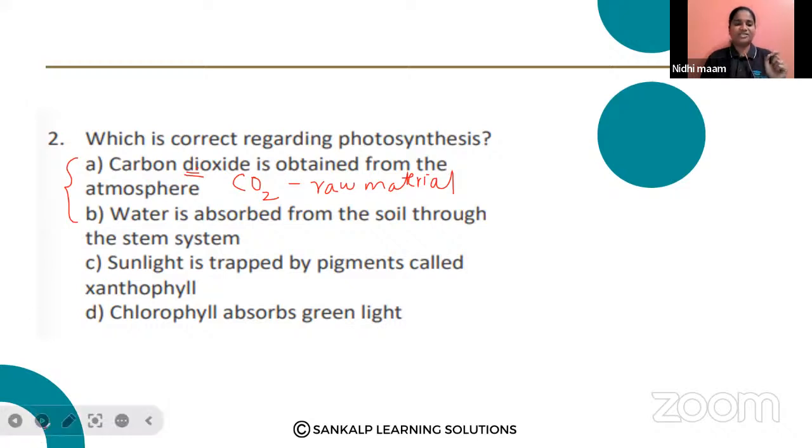So let us check the answer for this question. The right answer is carbon dioxide is obtained from the atmosphere. Water is absorbed from the soil through the stem system. No. Usually water is absorbed by the root system, right? Then sunlight is trapped by pigments called xanthophyll. Usually the pigment called chlorophyll absorbs the sunlight. I already explained this: it absorbs the red light and reflects the green light. Fine. So option A is the right answer in this question.